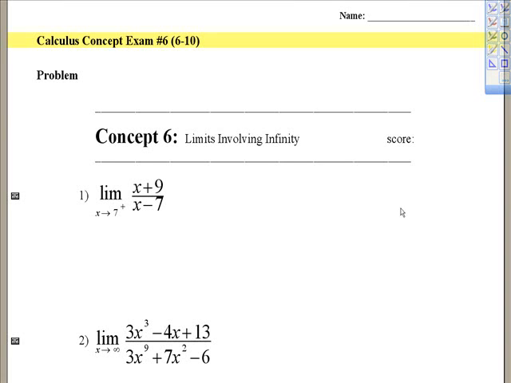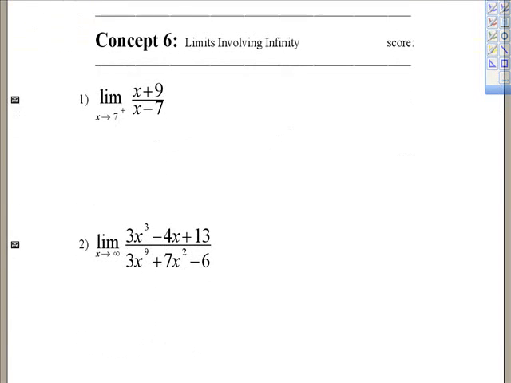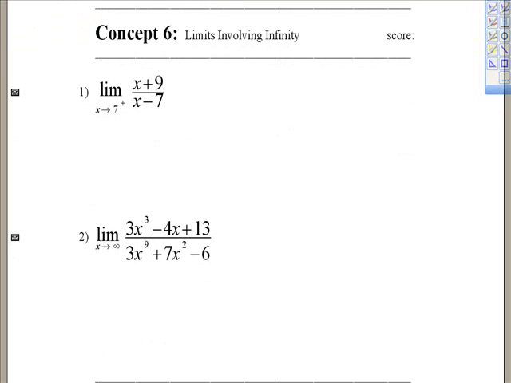Exam number 6, concepts 6 through 10. We'll start with number 6. Concept 6 was about limits involving infinity. On number 1, we're asked to find the limit as x approaches 7 from the right of (x plus 9) over (x minus 7).